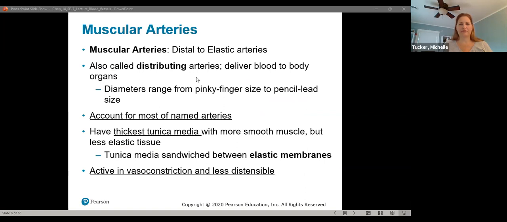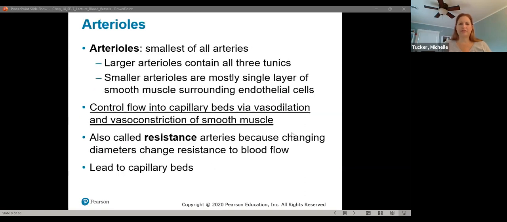And then we have these muscular arteries. They have a very thick muscular layer. They are active somewhat in vasoconstriction. They are less distensible, and these are going to be your named arteries. Arterioles are the smallest. They vary greatly. Some have 3 tunics, some have 1 tunic. These are where we're going to pick up total peripheral resistance because they are going to control the flow into and out of capillary beds.